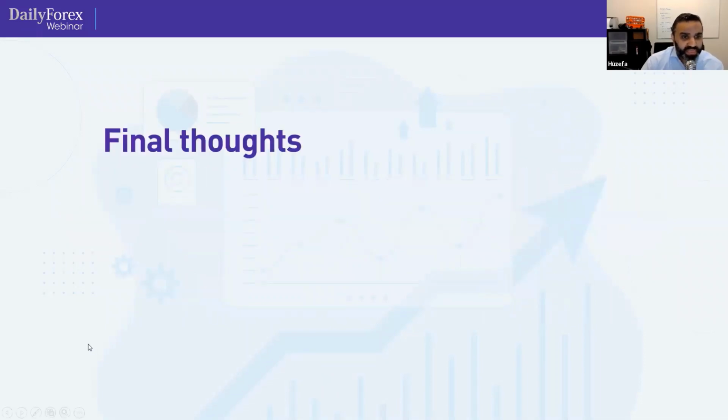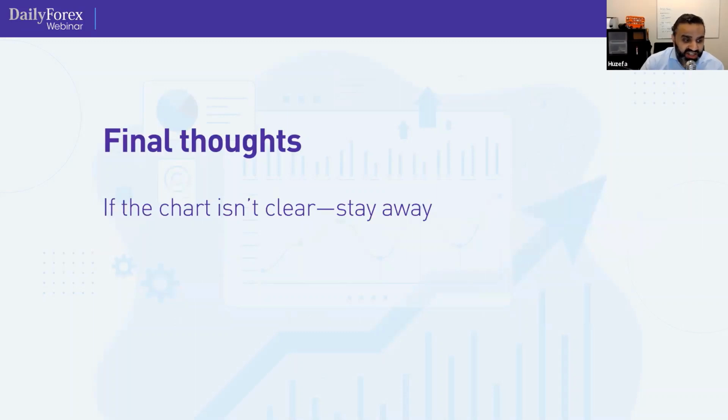Final thoughts. If the chart isn't clear, stay away. Don't get too caught up if you can't see a trend or you can't see a reversal pattern. If it's not clear to you, it's actually fine. Most of the time, it's not going to be clear to you. Remember, the markets aren't there to serve us. They're there to provide trade and provide institutions a way to transact currencies. We happen to speculate on those movements. So if the market isn't clear, certainly stay away.